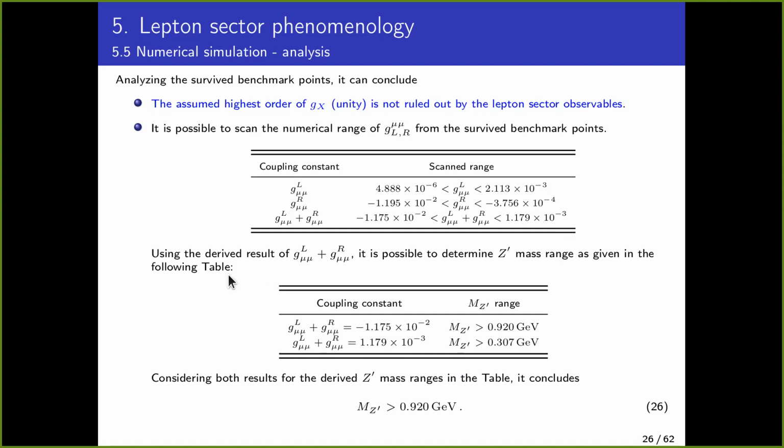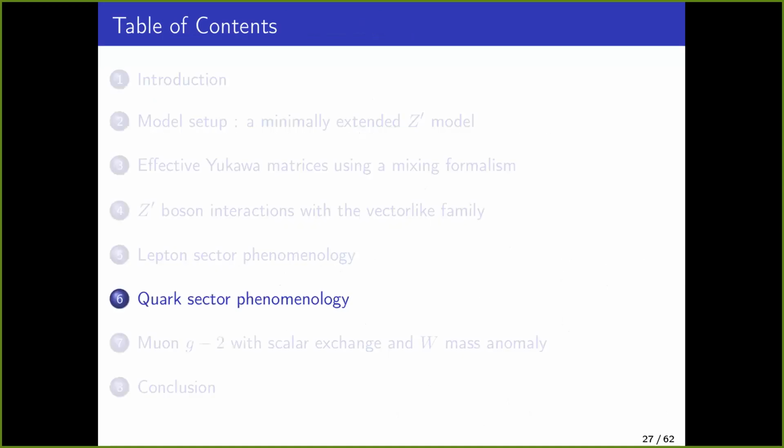And using the derived result of this summation, it is possible to determine the Z-prime mass range as given in the following table. We take each boundary value of this one and this one, and using each one, we can derive these 2 conditions. Combining both results, we can conclude the Z-prime mass should be heavier than 0.920 GeV in the neutrino trident constraint. This is what we got in the lepton sector observables, and then we move on to the hadron sector phenomenology.